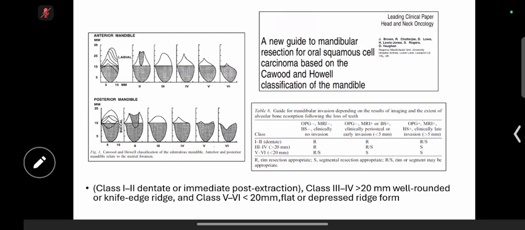What Brown et al. did is use different imaging modalities, and according to this they classified where to go for segmental and where to go for marginal. So if OPG, MRI and bone scan along with clinical examination were all negative, then in category 3 we can still think of marginal mandibulectomy or segmental mandibulectomy. Otherwise, if the mandibular height is less than 20 mm, we should go for segmental mandibulectomy.